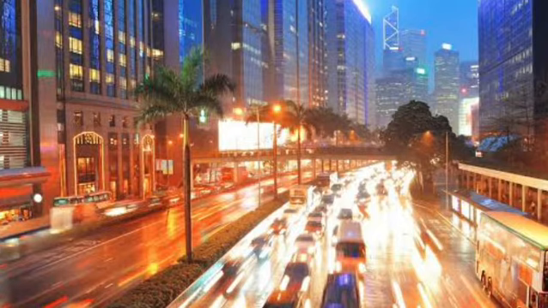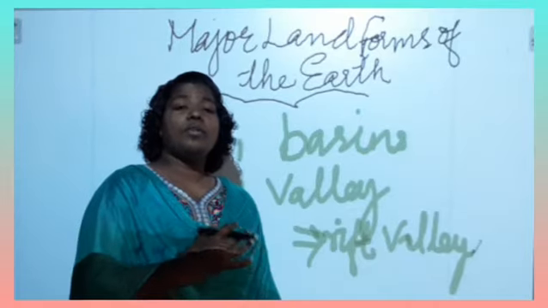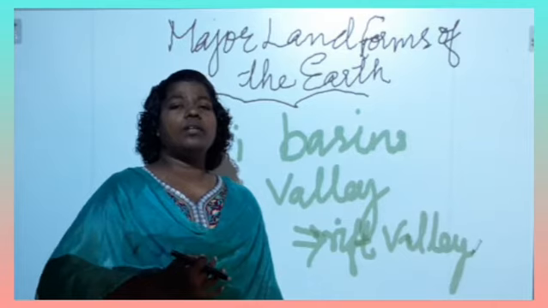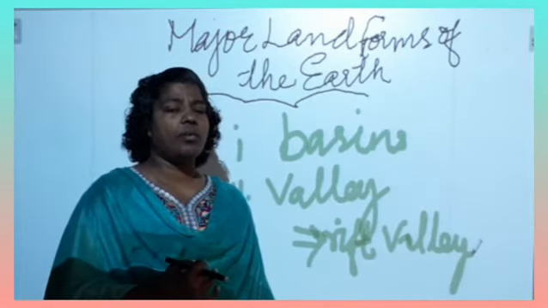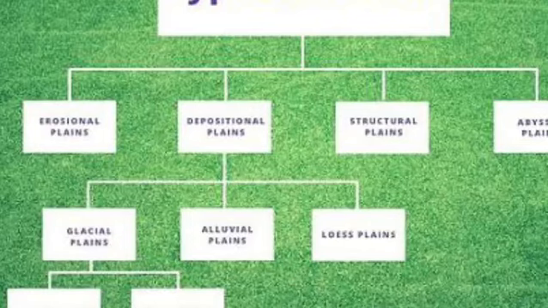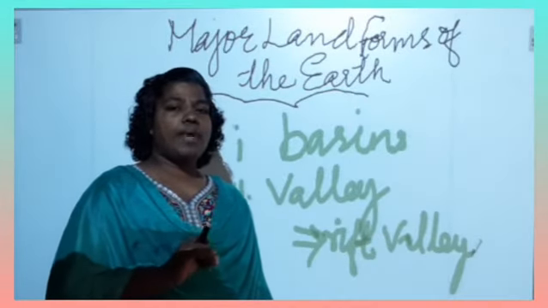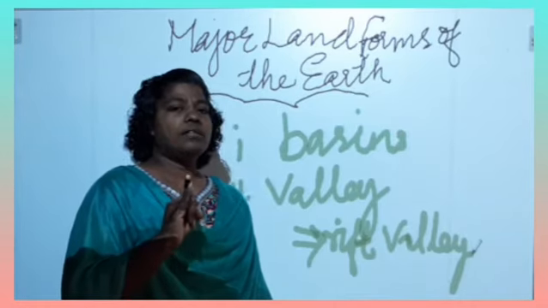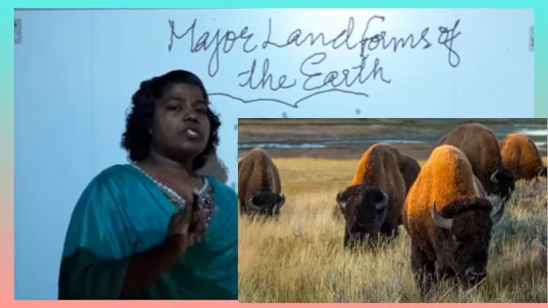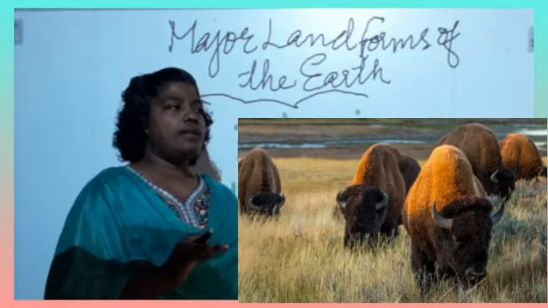And when we say there are plains, there are three important types of plains. Okay, what are the different types of plains? The first one is structural plain, the second one is erosional plain, and the third one is depositional plain. Okay, what are the three types of plains? The first one is structural plain, depositional plain and erosional plain.